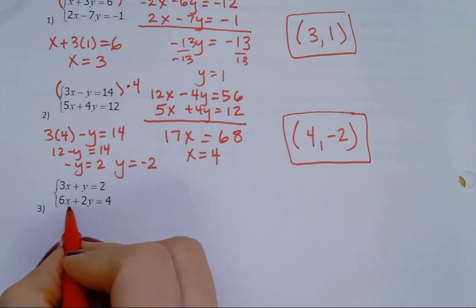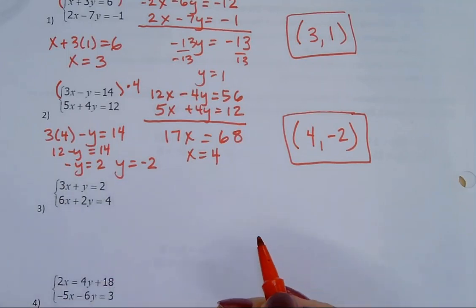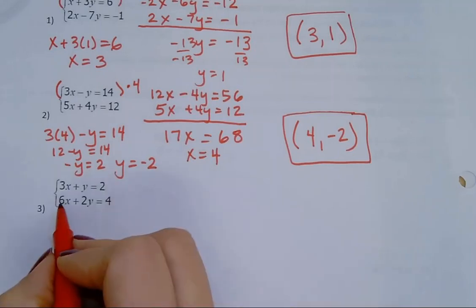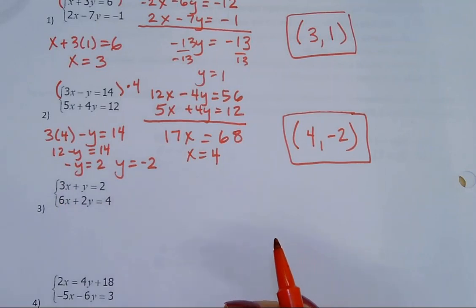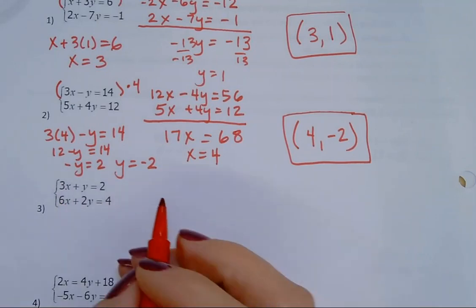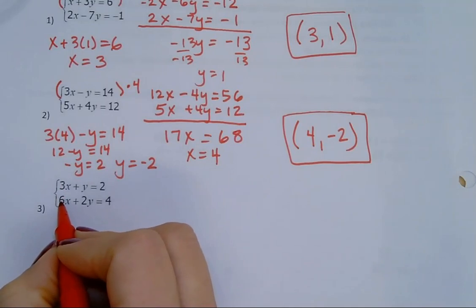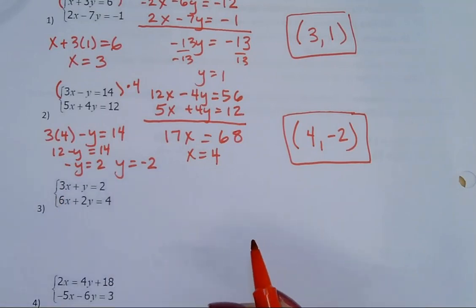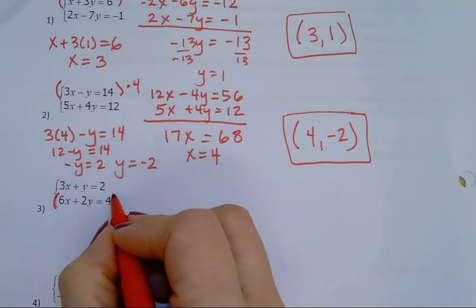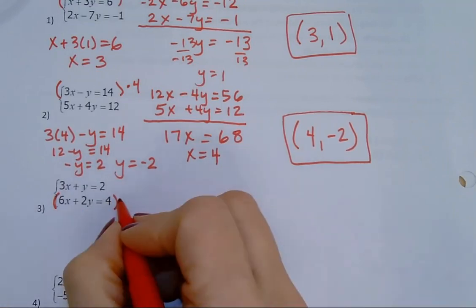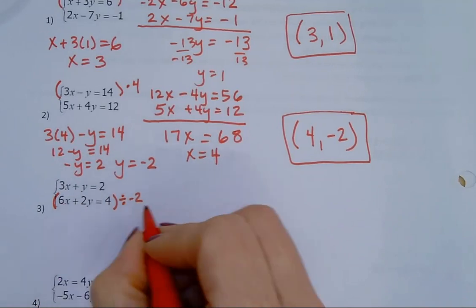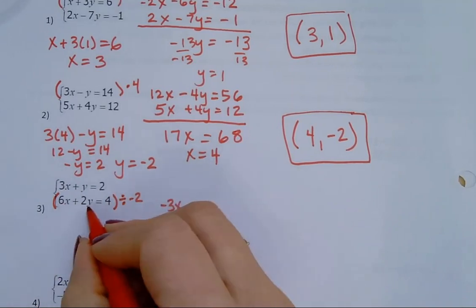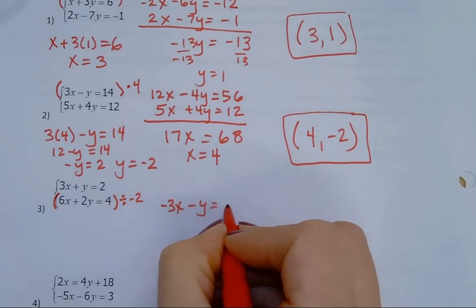But I notice that in my second equation, each one of these terms could be divided by 2. If I divide by 2, I'm going to have 3x here. Actually, I'm going to divide everything by -2, because 6 divided by -2 is -3. I'm just thinking through what I can do so that I have opposites. If I divide by -2, my second equation is now going to be -3x minus y equals -2.